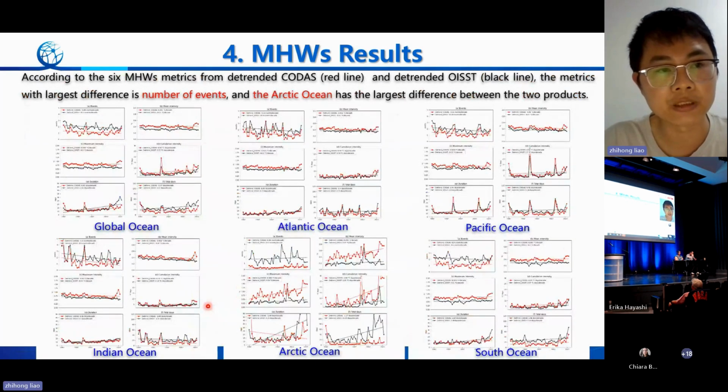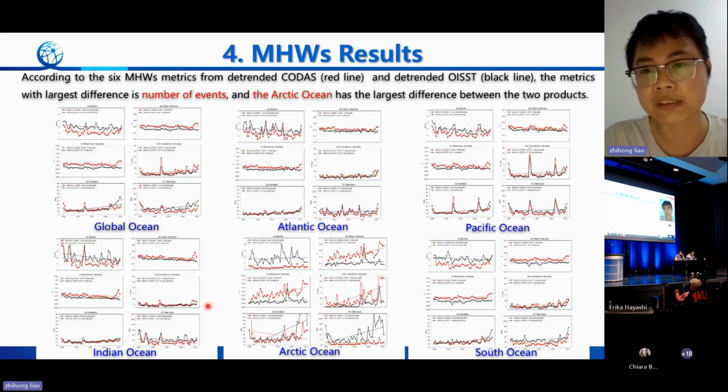And this slide shows the six metrics from the detrended CODAS and the detrended OST. The metric with the largest difference is the number of events, and the Arctic Ocean has the largest difference between the two products.